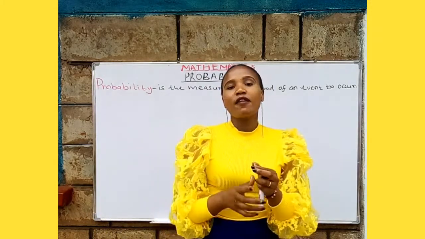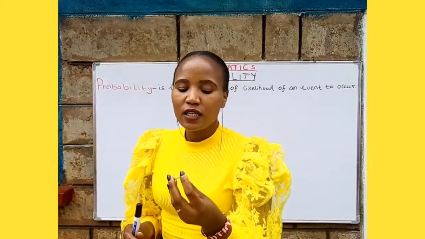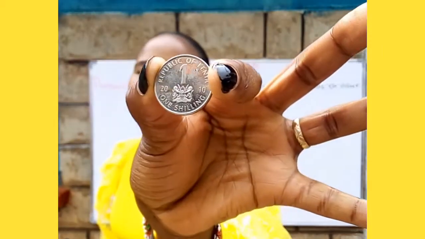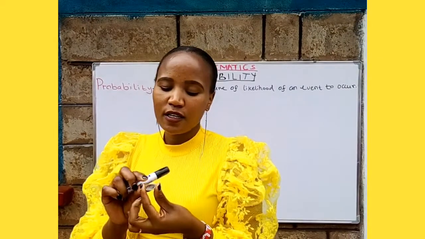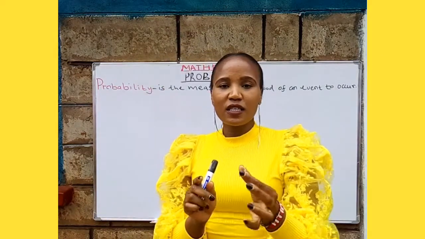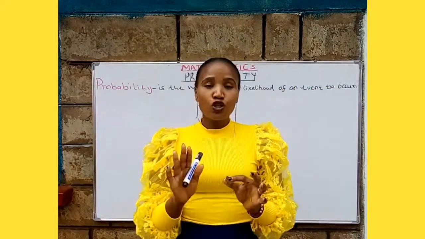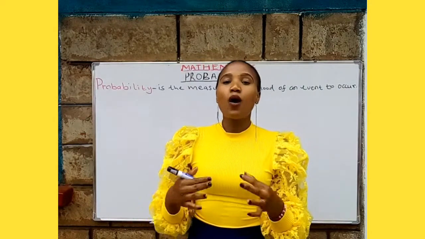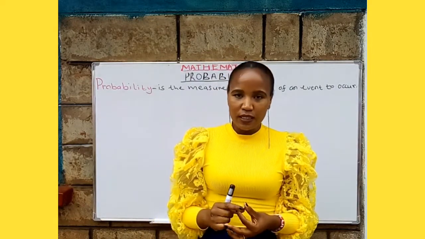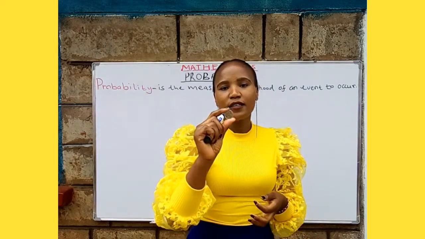With me, I have a coin here. It has two sides: the side with the tail and the other side with the head. Right? So it means that when I toss this coin, I either get tail or head. So there are two possibilities that we are likely to get: the tail and the head.